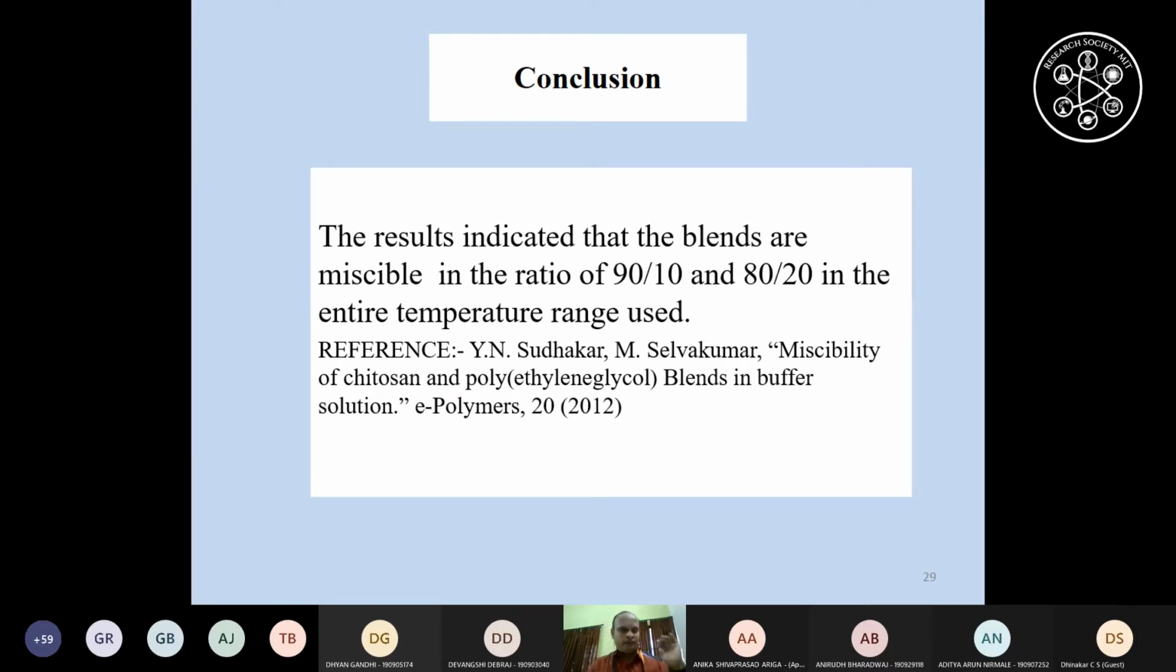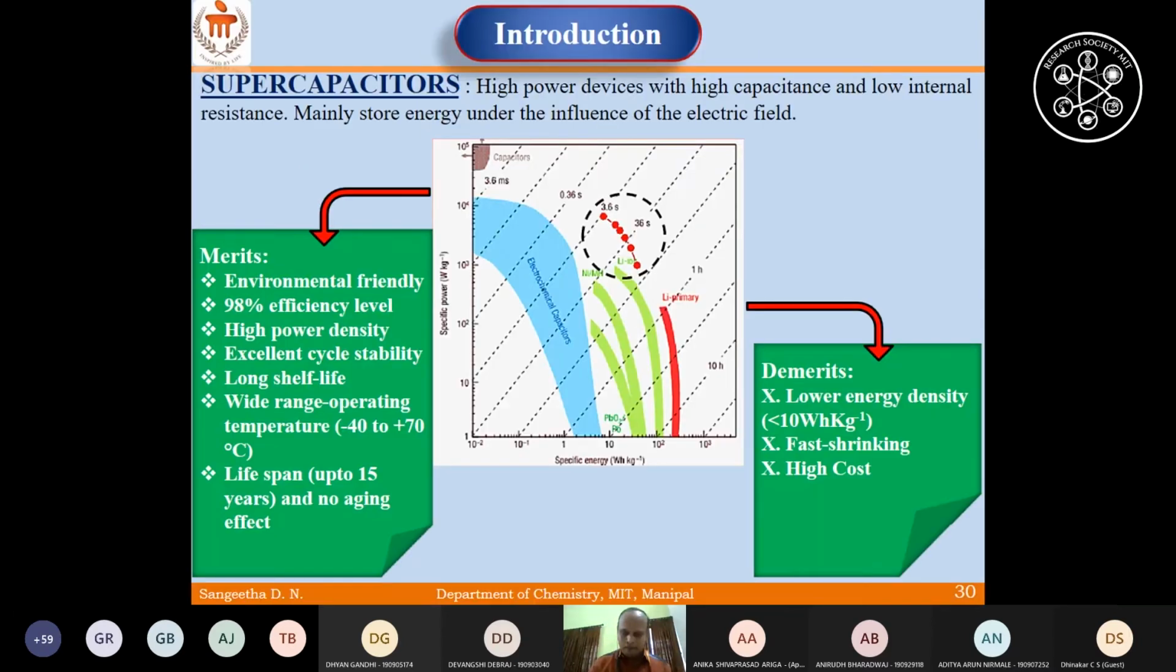Of course, that paper I have published in the Journal of Applied Polymer Science, and these results I have shown, I published in ePolymers.